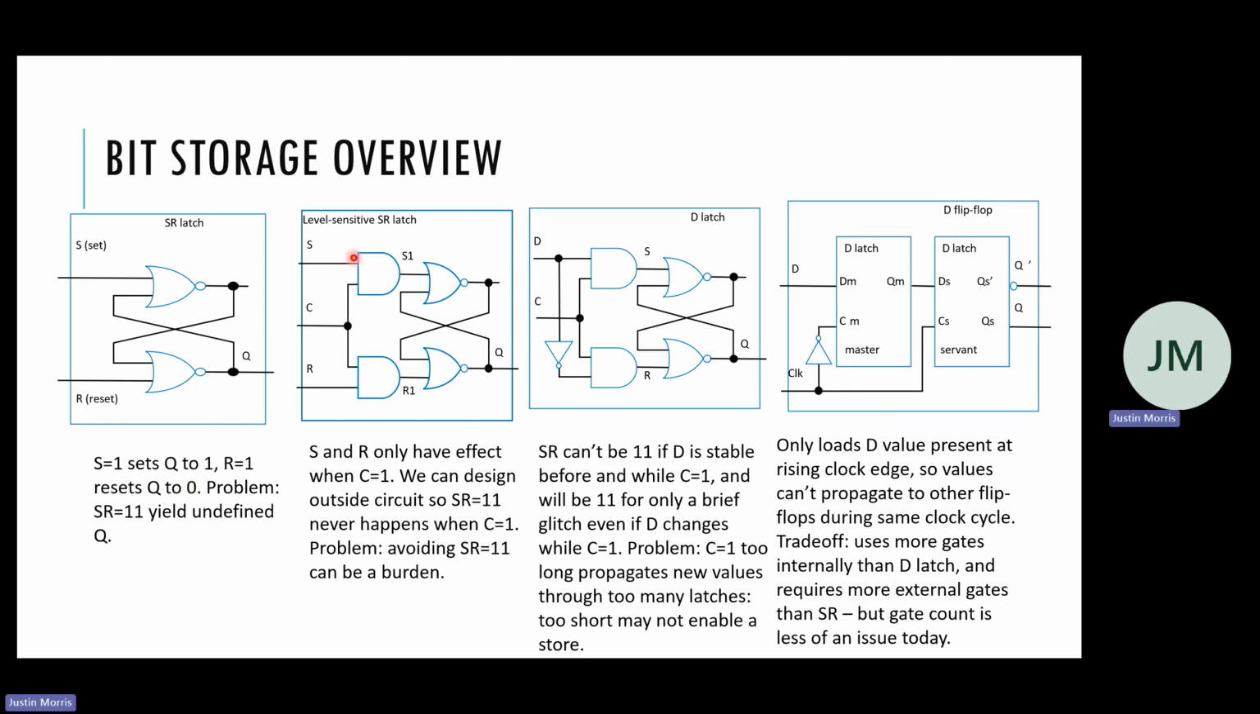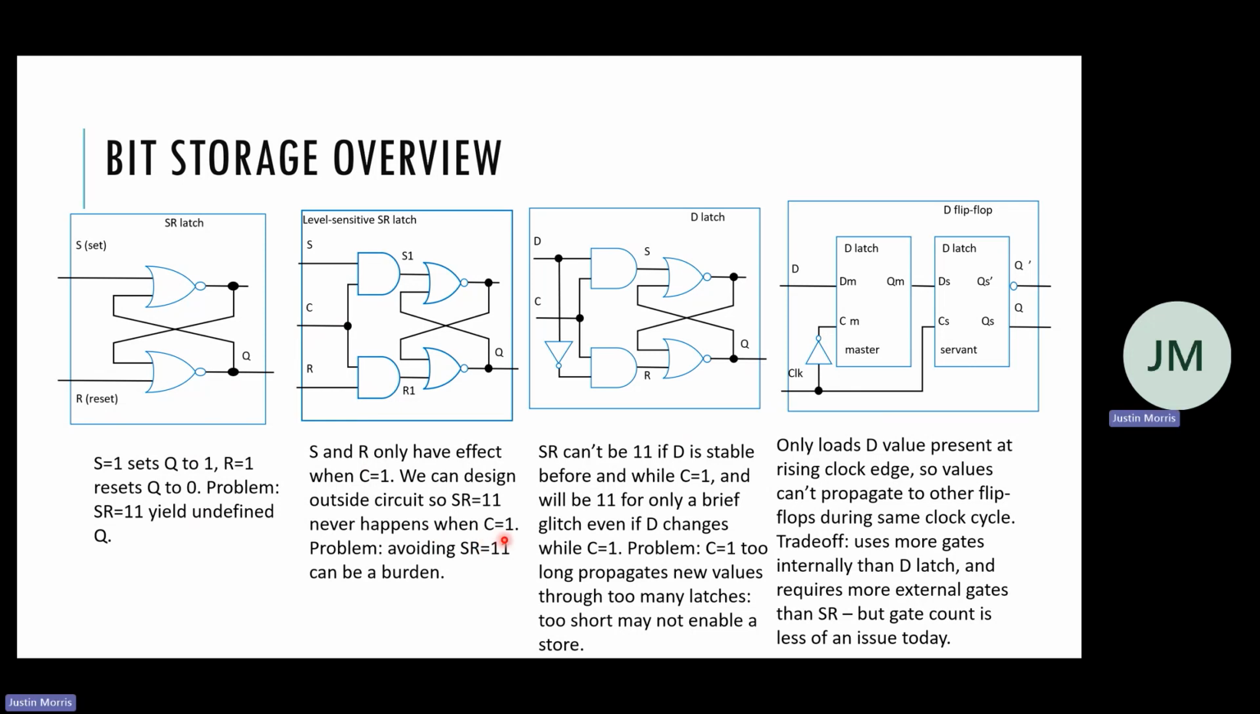And then we had the solution to add a clock and these AND gates as a kind of enable. And that allows us to have some period when the clock is low to stabilize S and R, so we can avoid the 1-1 condition.